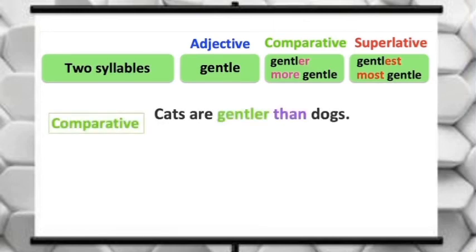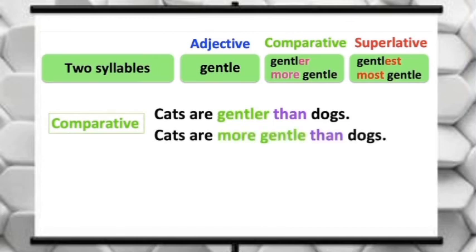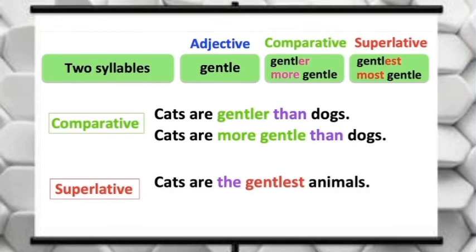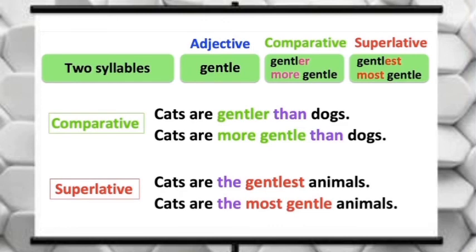For example, cats are gentler than dogs. Cats are more gentle than dogs. Cats are the gentlest animals. Cats are the most gentle animals. Again, just to remind you that if you're unsure of which form to use, the safer option is just to add more or most before the adjective.